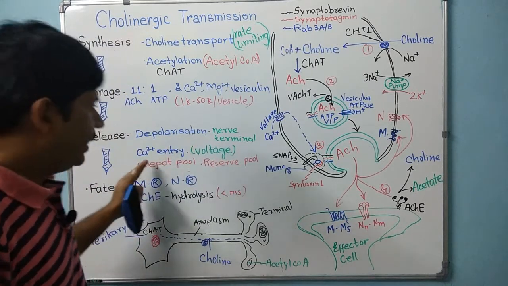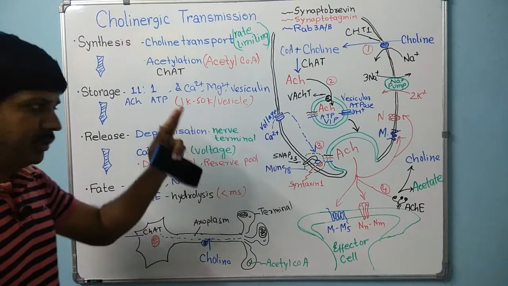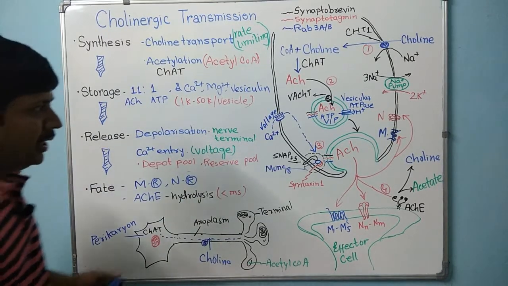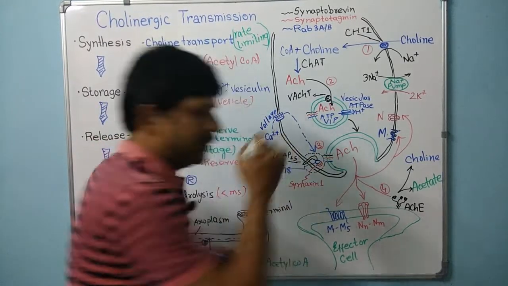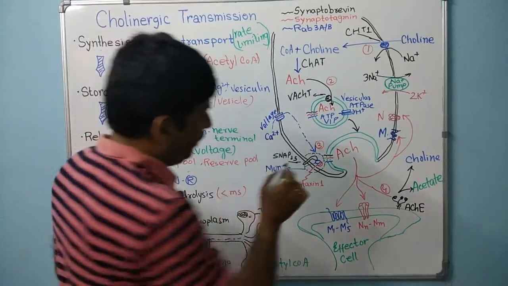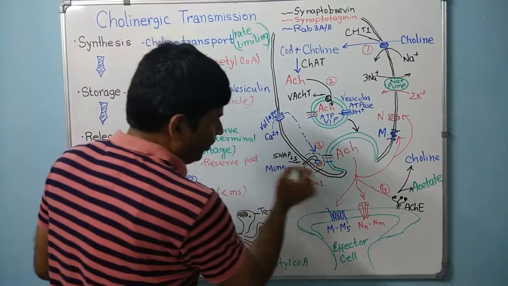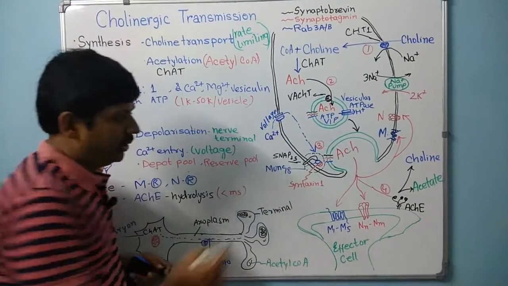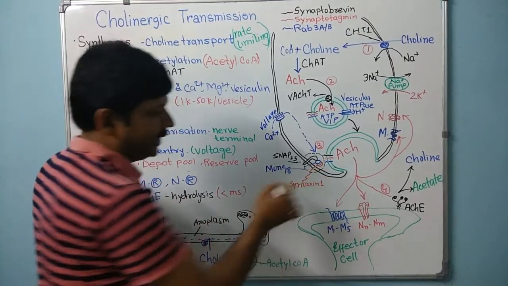Depolarization of the nerve terminal causes entry of calcium through this channel, which is known as the voltage gated calcium channel, and this calcium goes and binds with these proteins. Now there are proteins which are present in this membrane also. The black one is SNAP25, this blue one is MUNC18, and the red one is syntaxin 1.